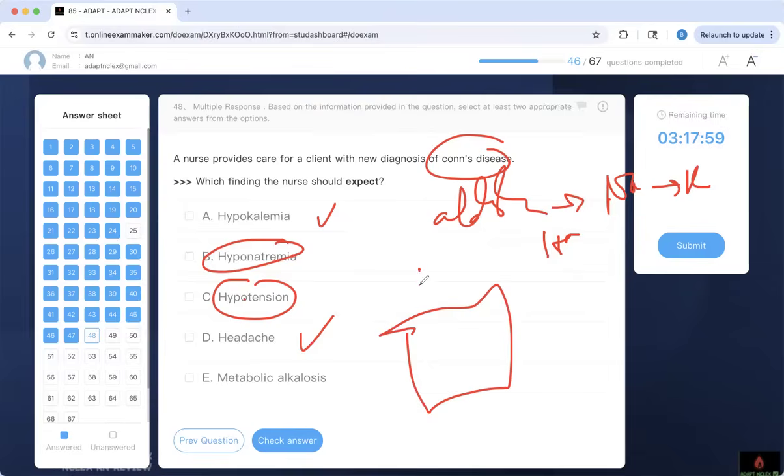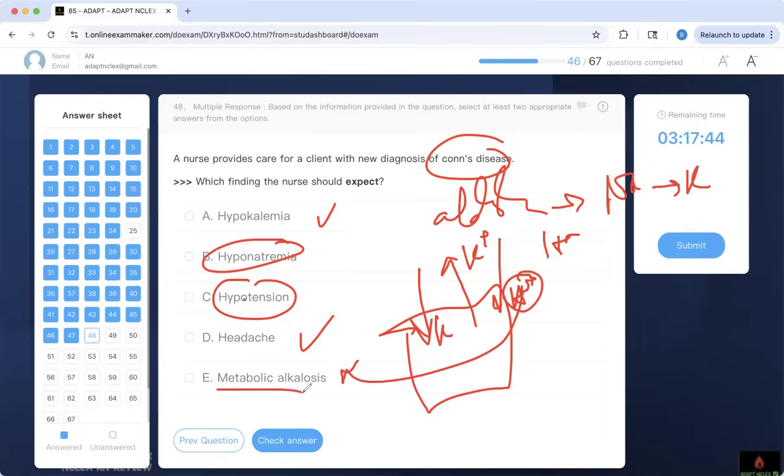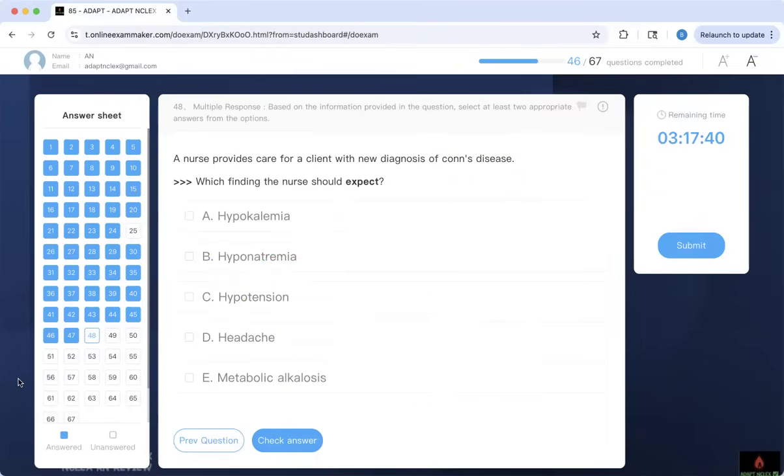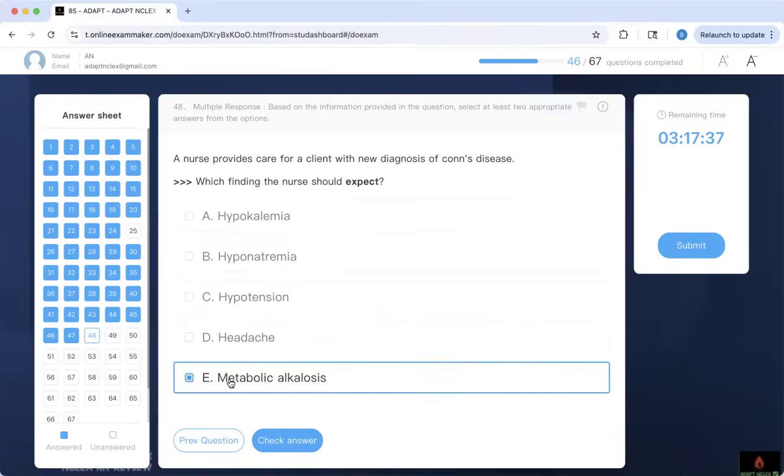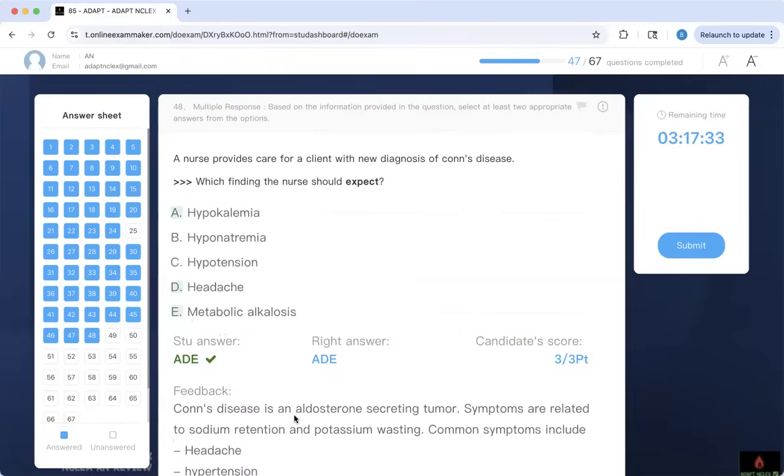If you have Crohn's disease, you put potassium inside the cell, so you lose potassium. Your body will try to bring potassium back, and when it brings potassium back, it pushes acid inside. In the process, you lose an acid. Therefore, hypokalemia causes metabolic alkalosis. Therefore, we got to also pick that. This is consistent, that is consistent, and that is consistent.